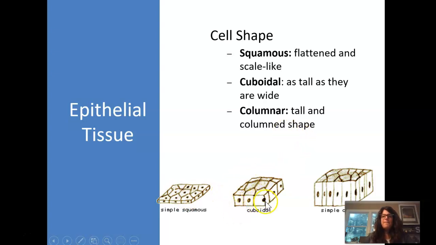Cuboidal, which are going to be box or cubed shaped cells. They are as tall as they are wide. And then these columnar cells, which are going to be long column shaped cells, so rectangular. So rectangular versus square versus kind of flat and scale-like. So cell shape. So an epithelial tissue could be a squamous tissue. It could be a cuboidal tissue. It could be a columnar. So the shape, name, or type is usually in the name.